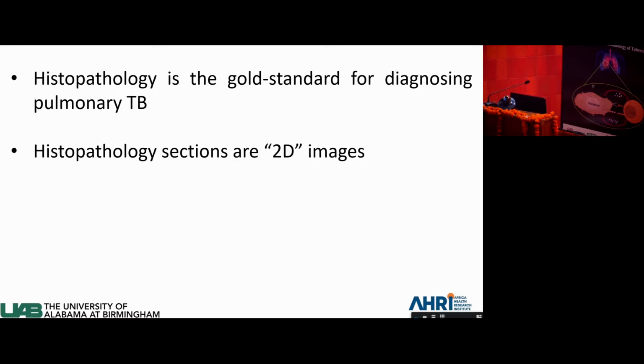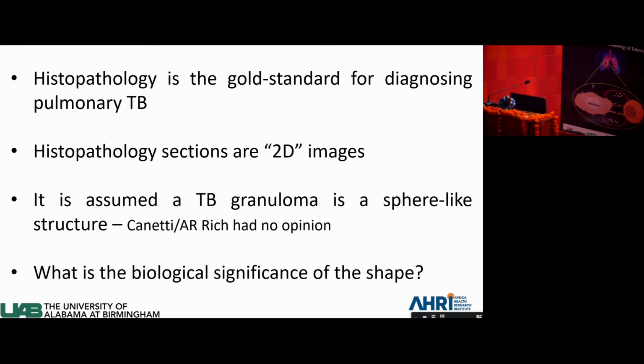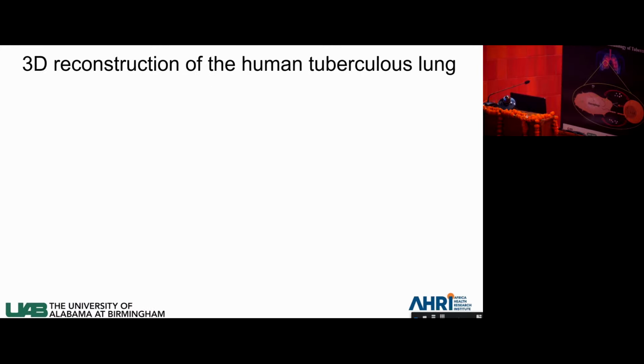But we know that histopathology sections are 2D images, and it is assumed that a TB lesion is a sphere-like structure. Carnegie or Rich have no particular opinion on that. So the question is, what is the biological significance of this shape? Does it have any biological significance? So I'm going to give you a quick overview of what we already published, and then we'll go into some data we have, which is sort of ongoing.